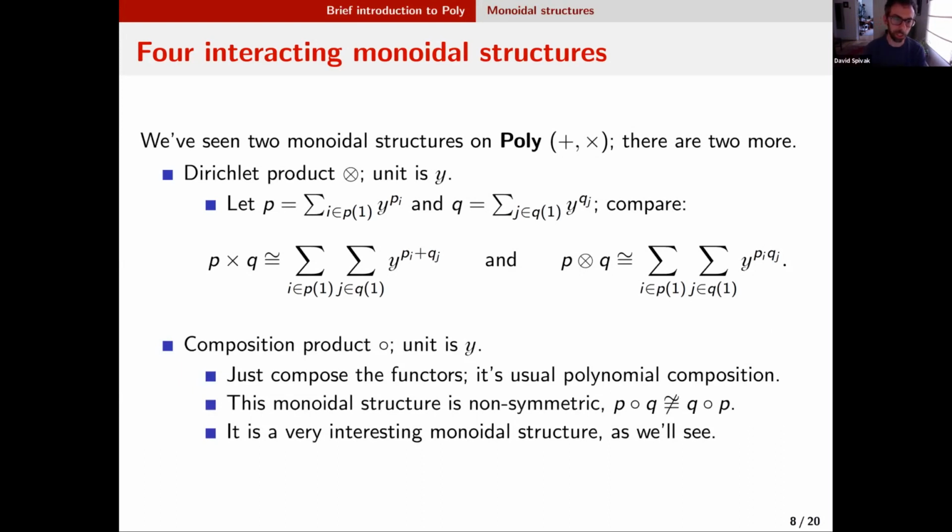And the most interesting monoidal product is the composition product, or substitution product, where you compose 2 polynomials. You just compose them as functors, or you compose them as polynomial functions, and it's a non-symmetric monoidal structure. You see that in exactly the situation of the full subcategory of Cat spanned by an object, and that's kind of what we're seeing here. But anyway, it's non-symmetric, and it's a very interesting monoidal structure, as we'll see.